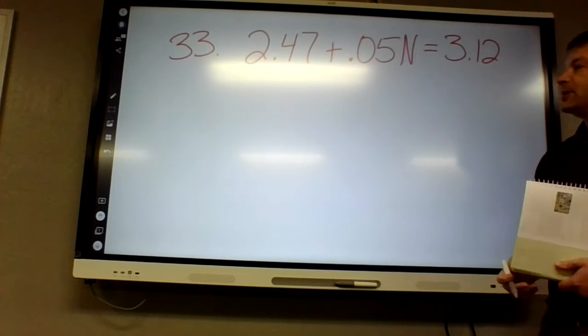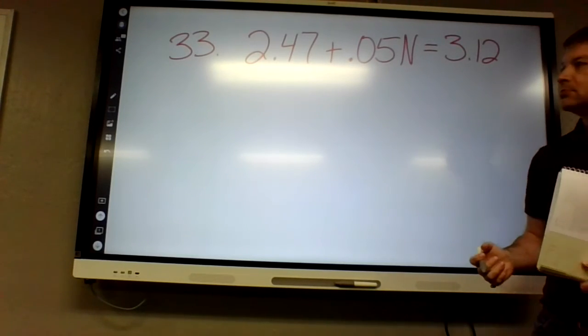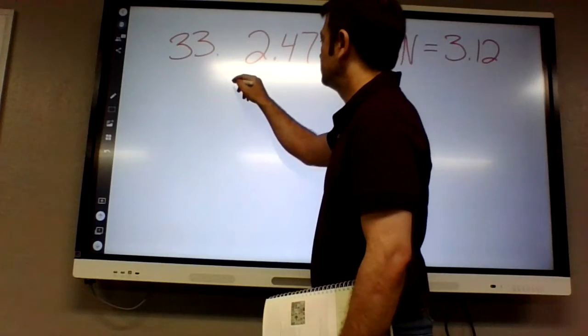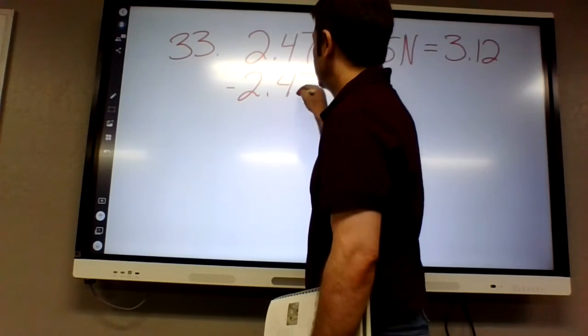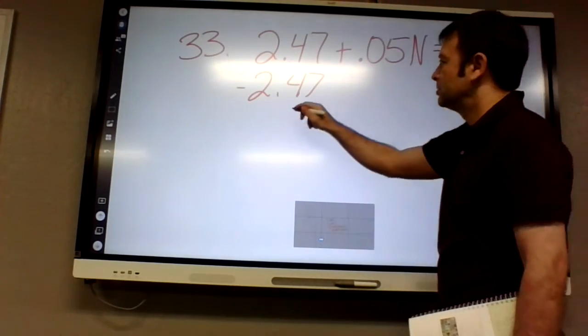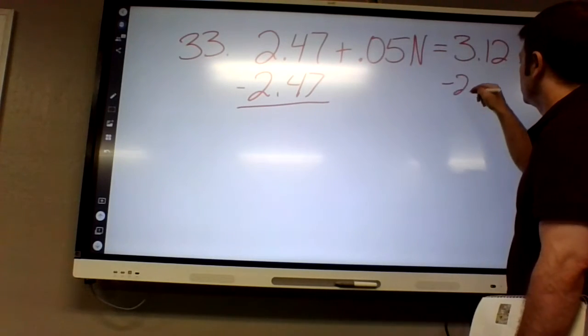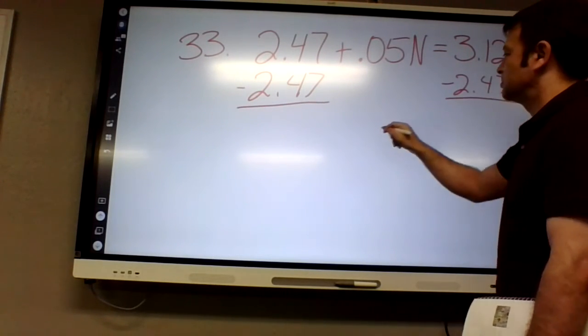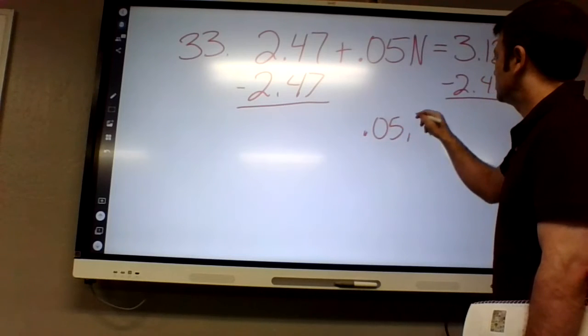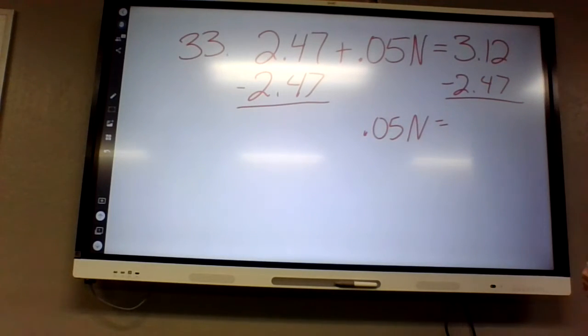So Paxton, what should I do? Minus 2.47. Minus 247. Are there any more like that? Yeah, 34, 35, 36, they're kind of like that. Let's see, all right, we'll do this. 5 cents.